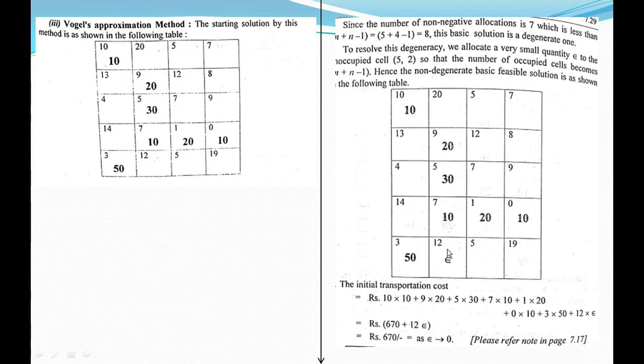5 comma 2. Why 5 comma 2? I have said that in order to have the maximum allocations, if I choose this one also, I can have maximum allocations in this column, but this is 12 and this is 14 and this is 12. So which one is least among 14 and 12? 12 is least, so I am choosing that as the new allocated cell with the dummy allocation epsilon. So whenever we have dummy allocations such that m plus n minus 1 is equal to the number of allocations, the initial transportation cost can be identified.